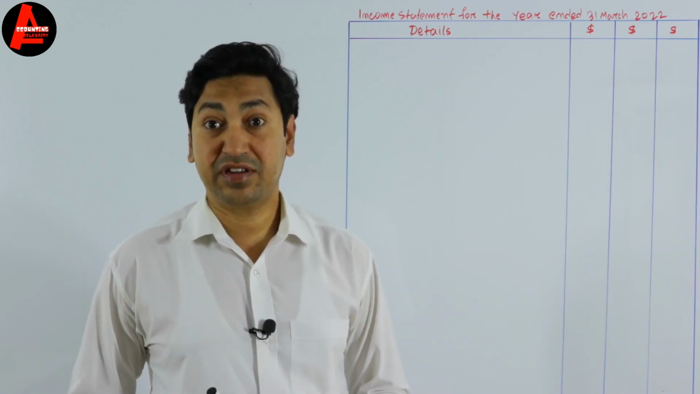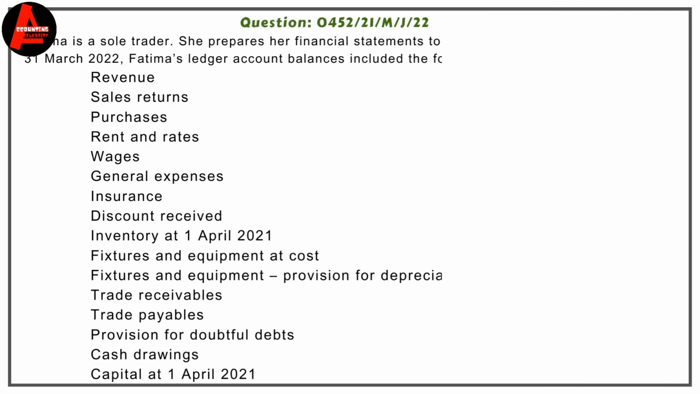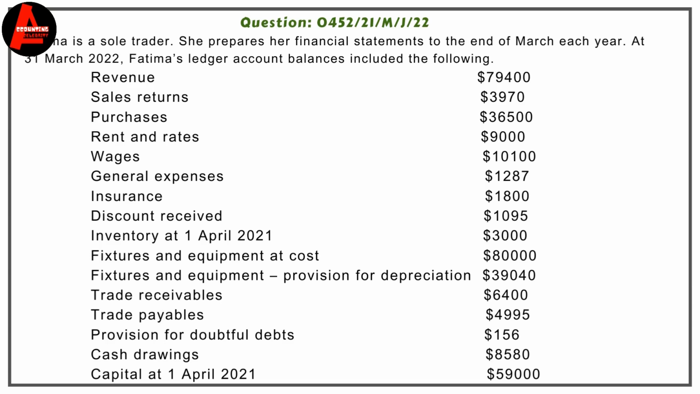For your better understanding, today we'll cover a question. Let us have a look at it. Fatima is a sole trader. She prepares her financial statements to the end of March each year. At 31st March 2022, Fatima's ledger account balances included the following.